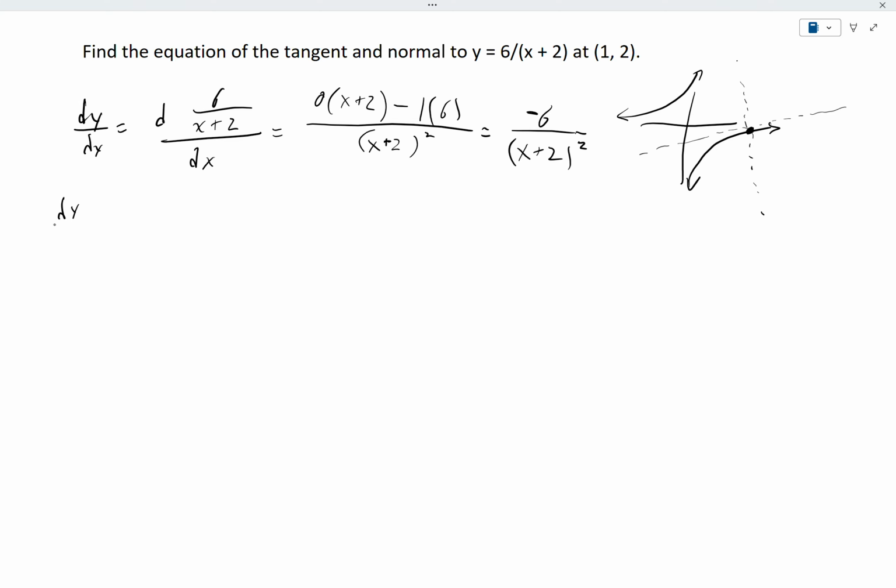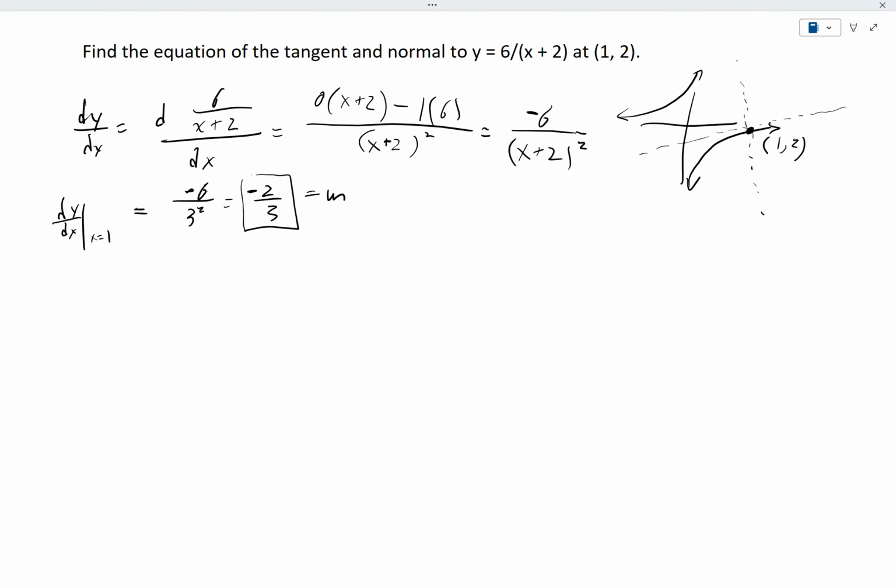Now, what is dy/dx at x equals 1? That's going to be our point right here when x is equal to 1. Well, we just plug in 1 for every x in our derivative formula right here. And we get negative 6 over 3 squared, which is just negative 6 over 9, or negative 2 over 3. So that is going to be the slope of our tangent line.